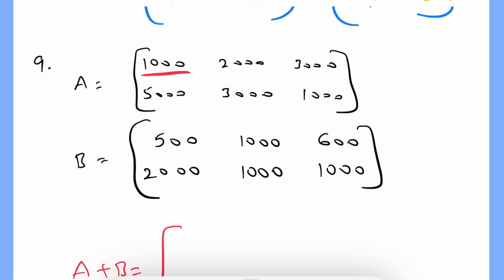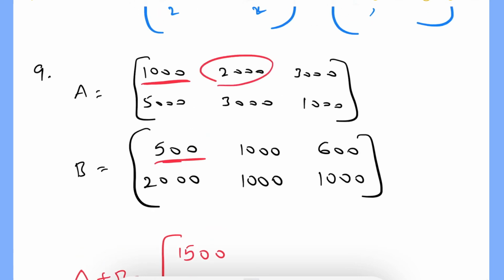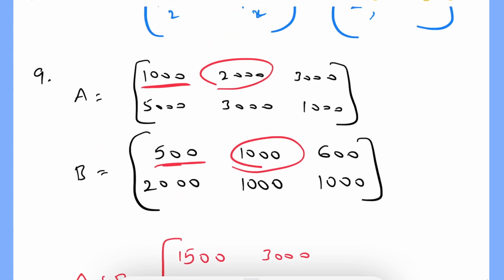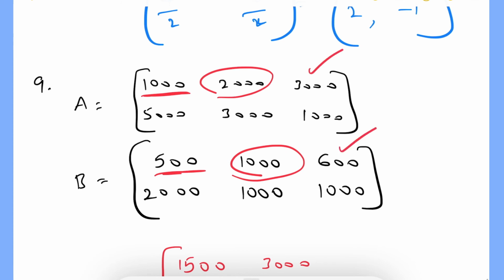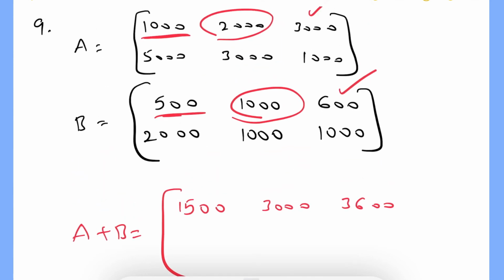First row, first column: 1000 plus 500, 1500. First row, second column: 2000 plus 1000, 3000. First row, third column: 3000 plus 600, 3600. Now let us move to the second column.